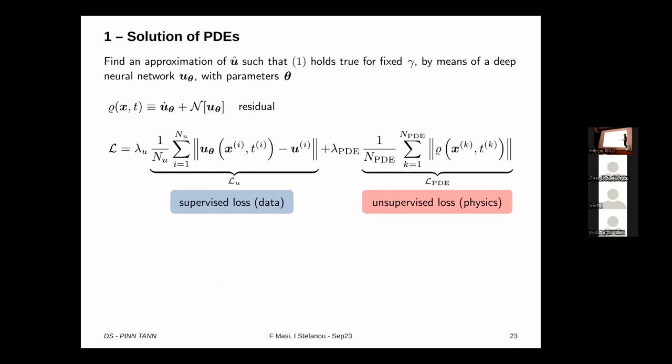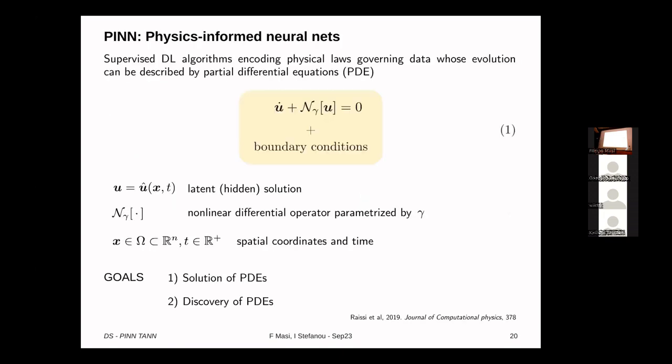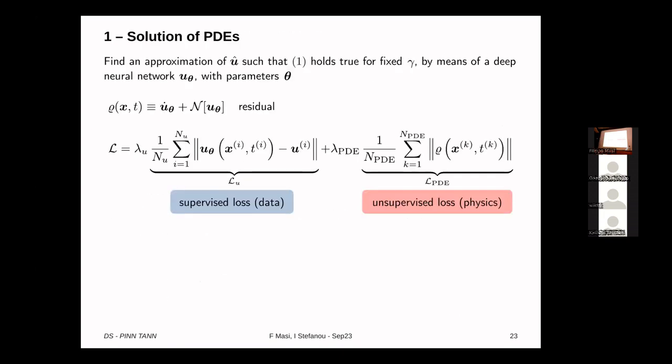So the idea is that we write down the partial differential equation we had before, where we replace u with the approximation, which is the neural network. This will be the output of the neural network, and we call this the residual. Of course, if you satisfy this partial differential equation, it means the residual is equal to 0.